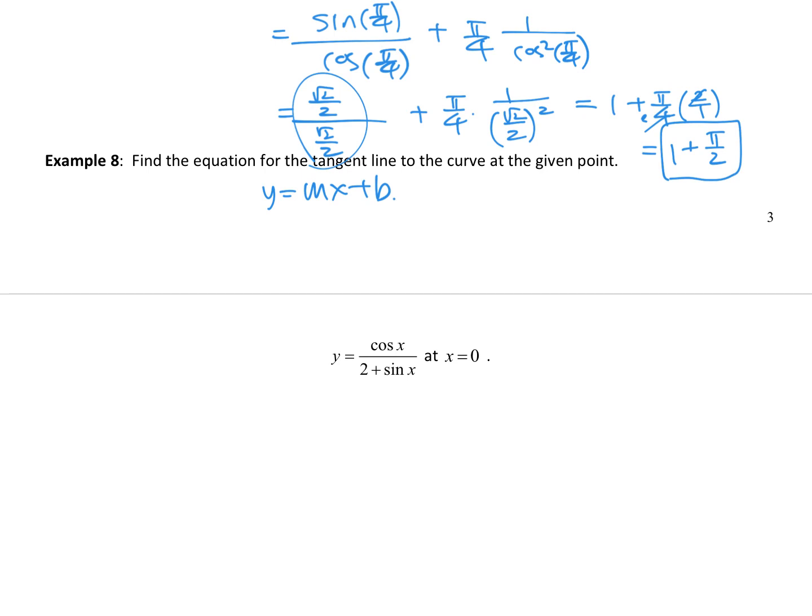And for example 8, if you're done, the answer should be y is equal to -1/4 x plus 1/2. So it goes through (0, 1/2), and then the slope should be negative 1/4.